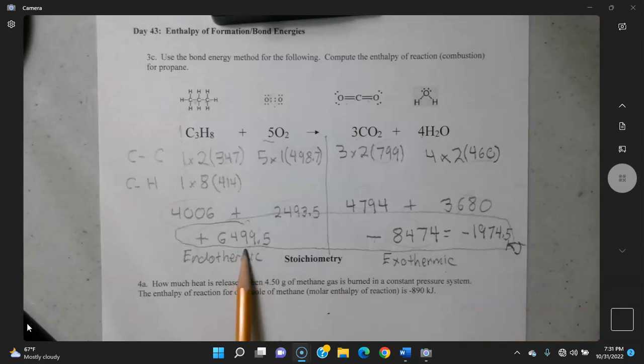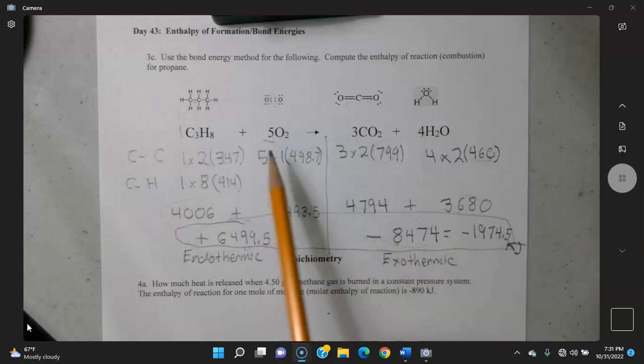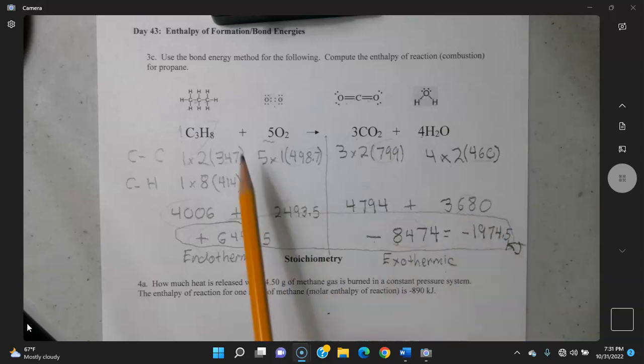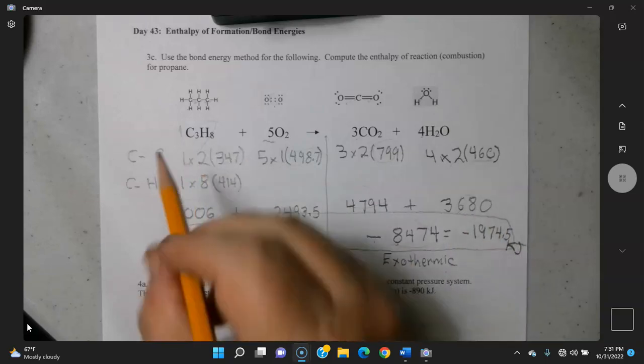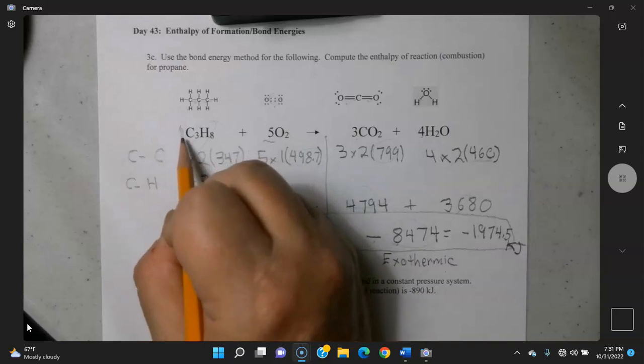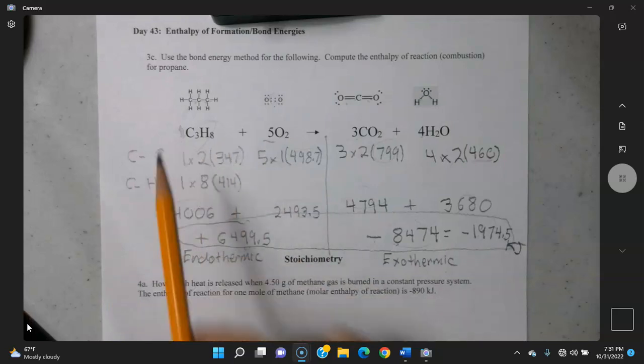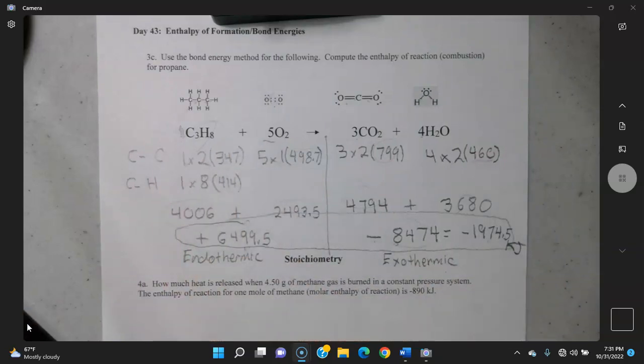Okay, so now when you take the energy in and add it to the energy out's negative, you get a negative number, negative 1974.5, okay? All combustion reactions are exothermic. Most reactions are. That's kilojoules. That's also the molar enthalpy of reaction. Why? Because we have exactly 1 mole here, right there. If we had 2 moles or 3 moles, we'd have to divide by that coefficient to get the molar. But this is already 1 mole, so that's the molar enthalpy of reaction.